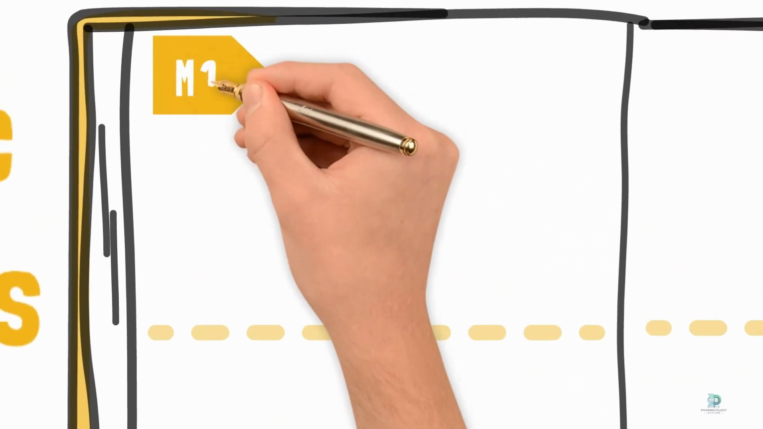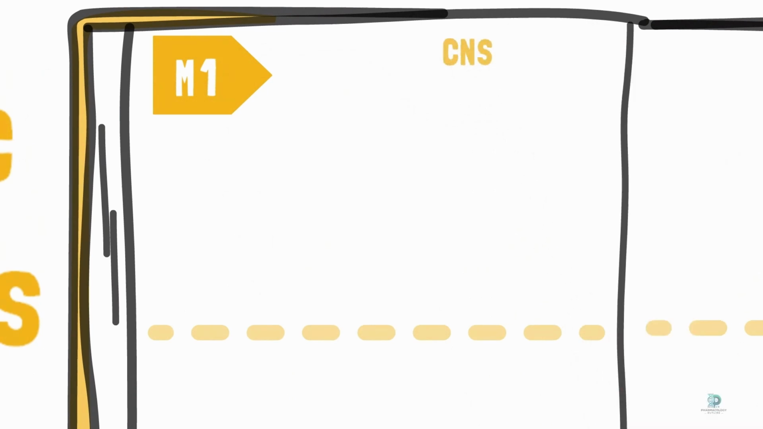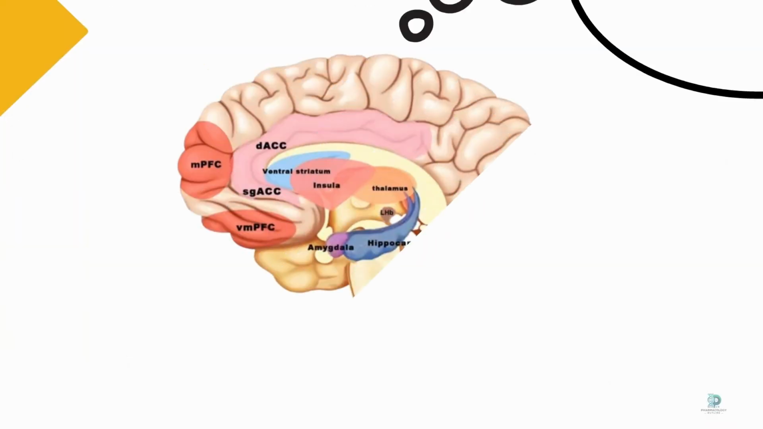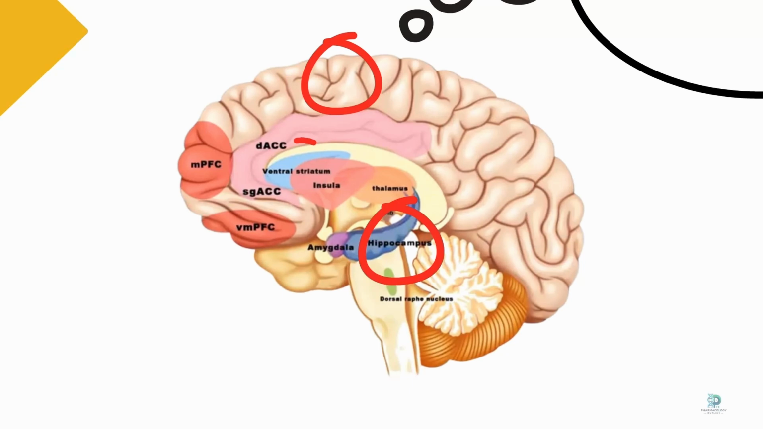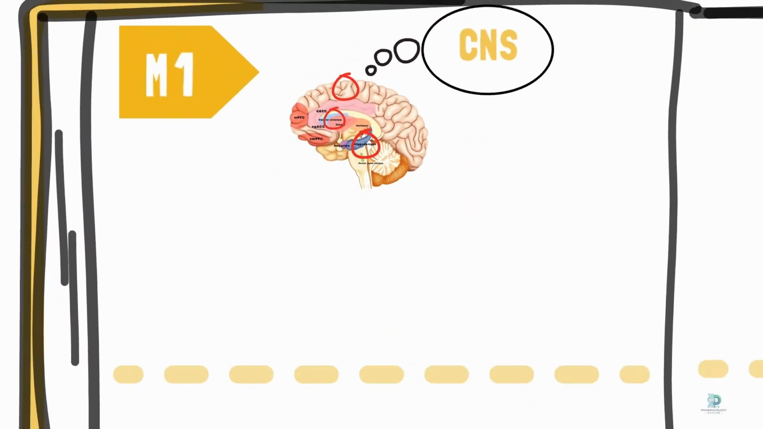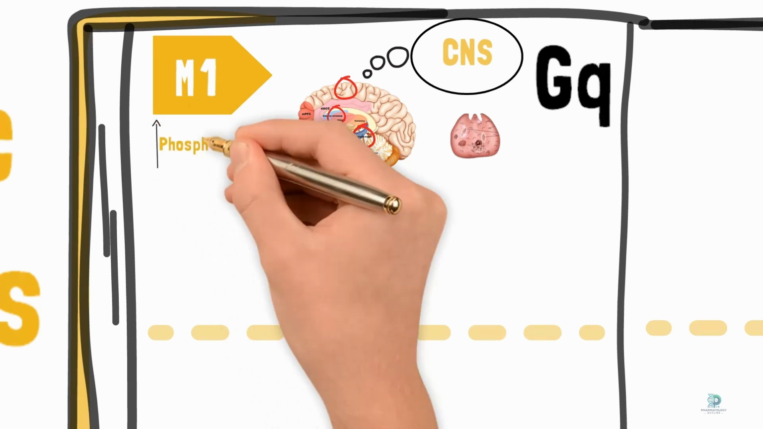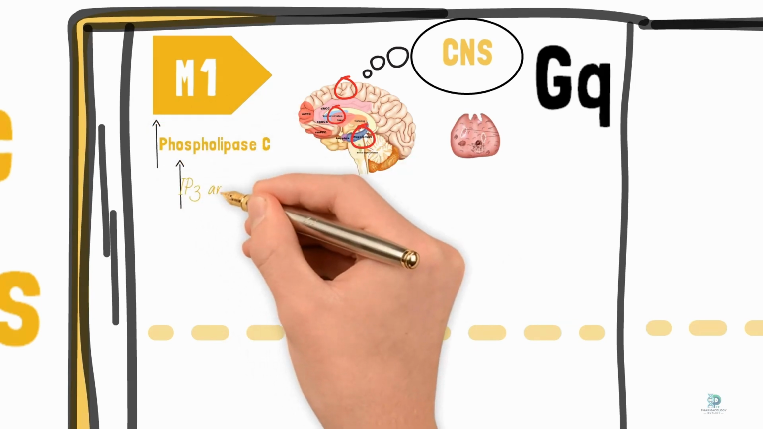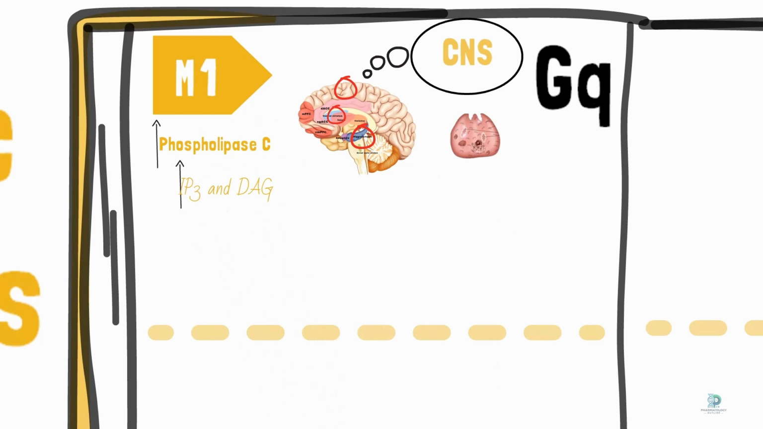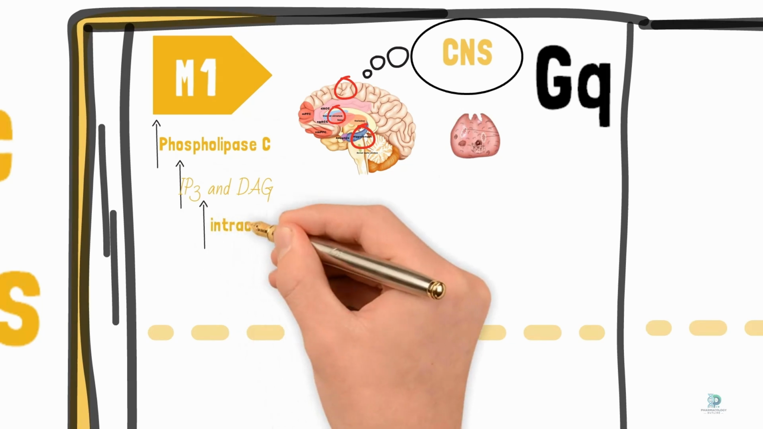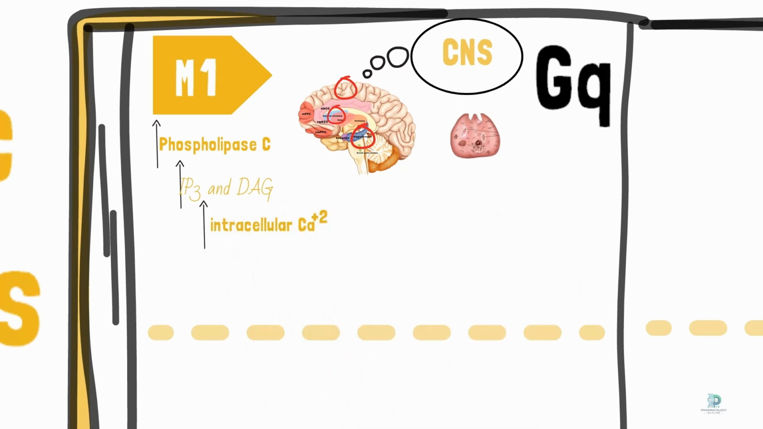M1 receptors are predominantly located in the central nervous system, particularly in the cerebral cortex, hippocampus, and striatum. They're also found in the gastric parietal cells. Signal transduction is Gq. It activates phospholipase C, increases inositol triphosphate and diacylglycerol, which raises intracellular calcium.